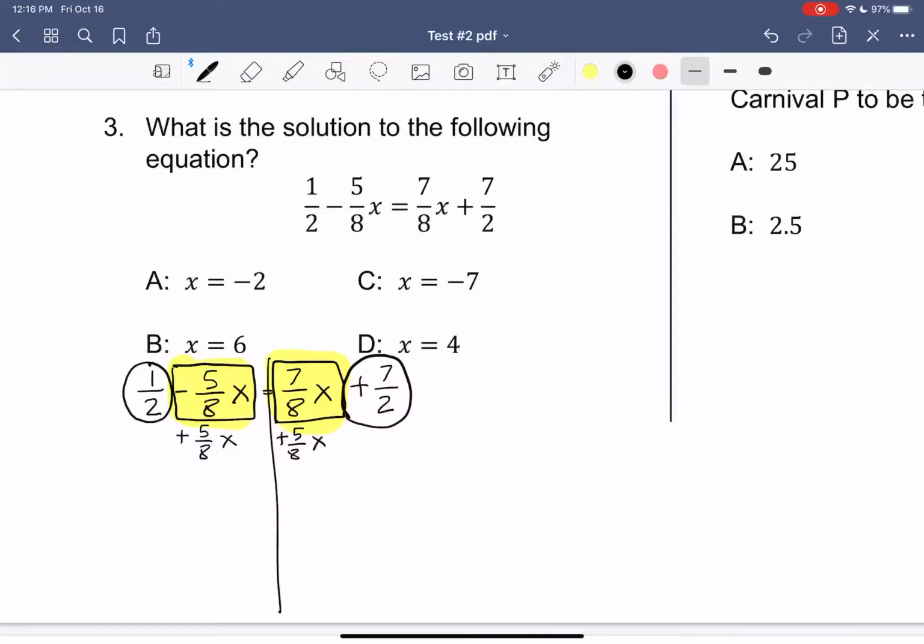5/8x. So on the left side, that will become a 0, and then we'll be left with 1/2 on the left equals 7/8x plus 5/8x. So since they have the same denominator, we can add them. So 7 plus 5 is 12/8x plus 7/2.